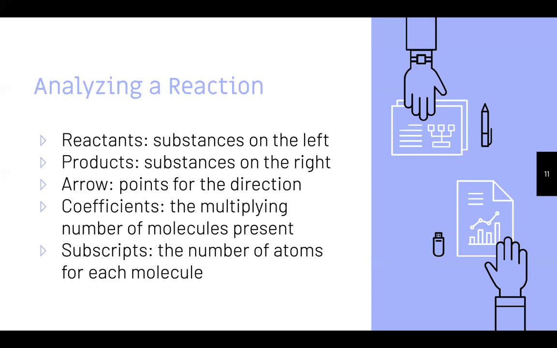Okay, and it'll make a little bit more sense when you see the coefficients and subscripts, but it's important to realize that the left must always equal the right. Now, the coefficients are the multiplying number of molecules present. So the coefficient is the number in front of the molecule, right?